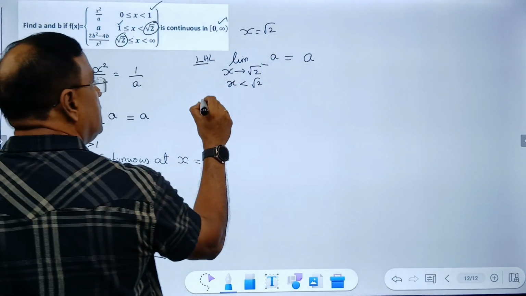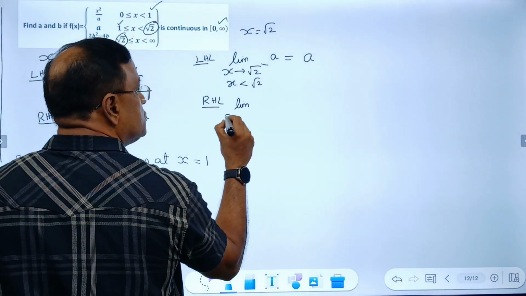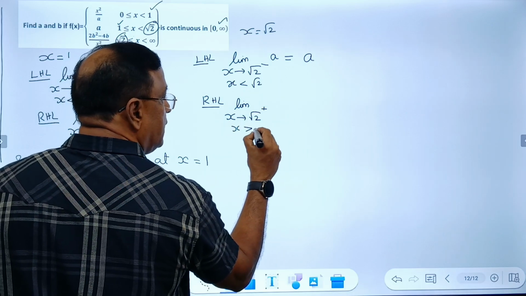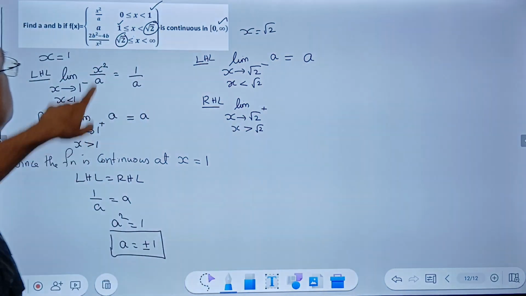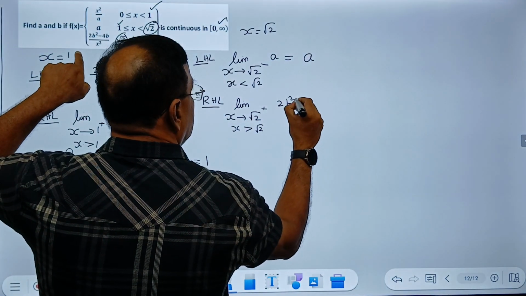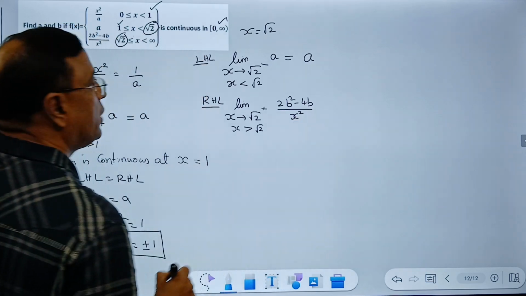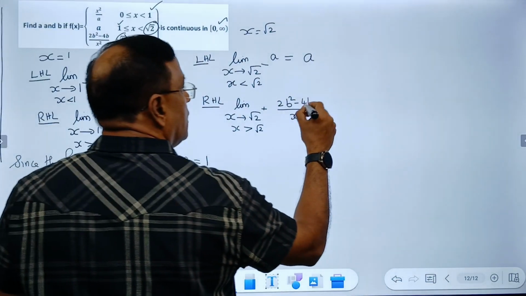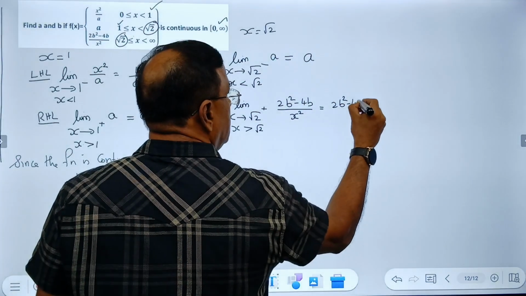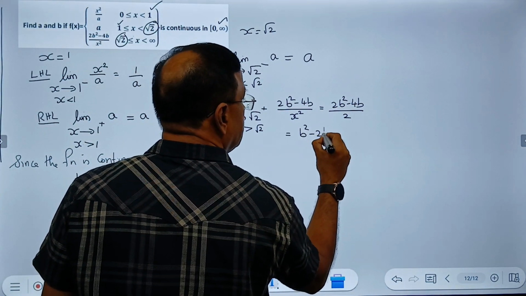Now let's go to right hand limit. What is right hand limit? Limit x approaches to root 2 plus. Root 2 plus means what? Greater than root 2. Greater than root 2 means I have to use the third function, which is 2b square minus 4b by x square. Okay. Now substitute. You will get 2b square minus 4b by 2, which is b square minus 2b.